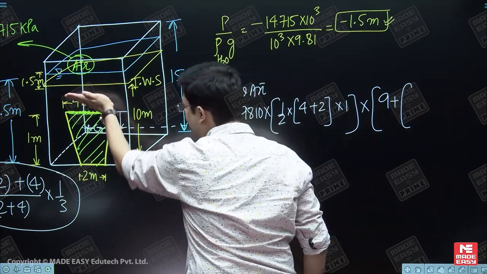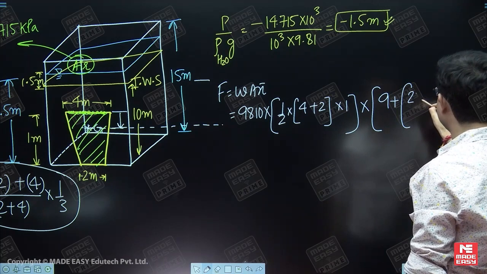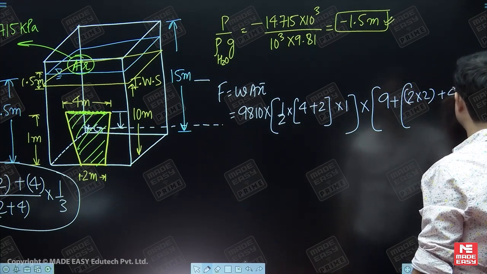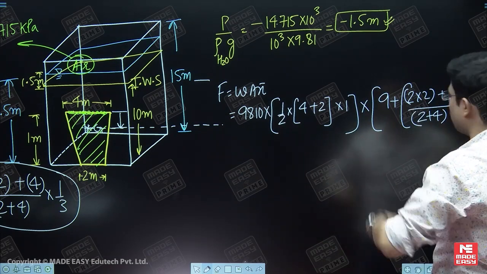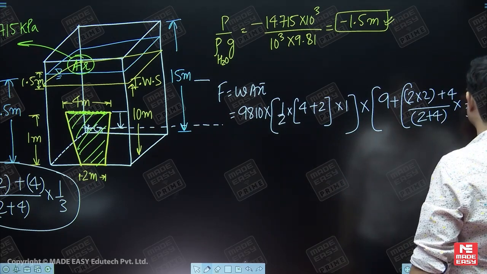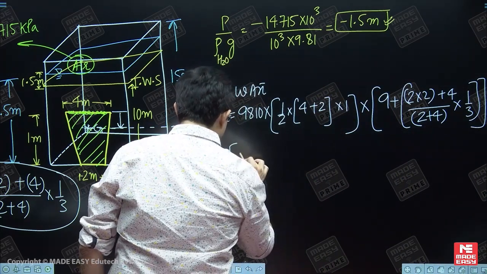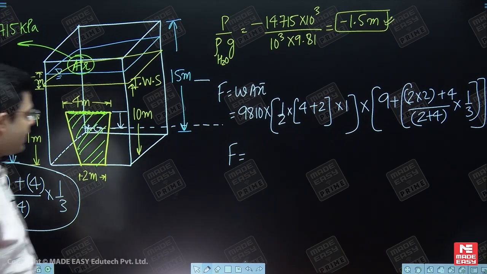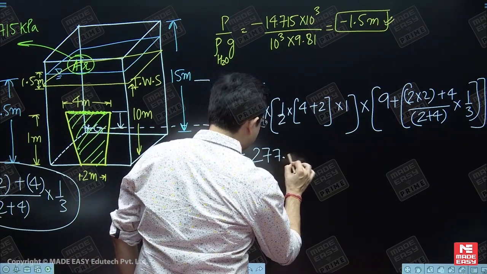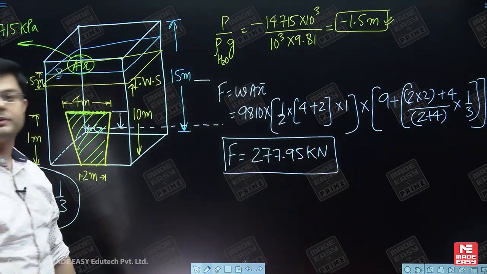What is the distance of CG from the 4 meter side? The distance of CG from the 4 meter side is going to be 2 into 2, very good, plus 4, divided by 2 plus 4, into height, which is 1 by 3, into 1 by 3. Excellent students of India. When you calculate this force from here, you are going to get the answer as 277.95 kilonewton. You can cross check the calculations. This is going to be the force.